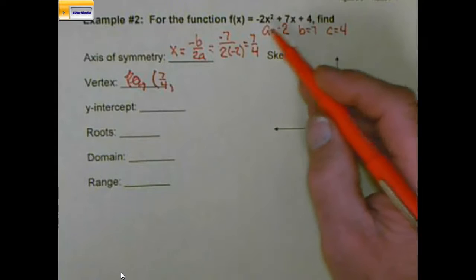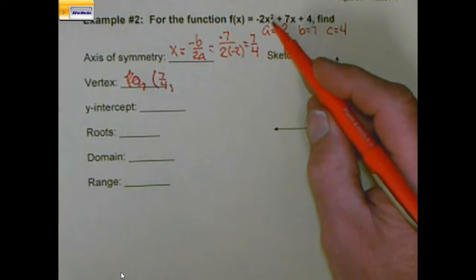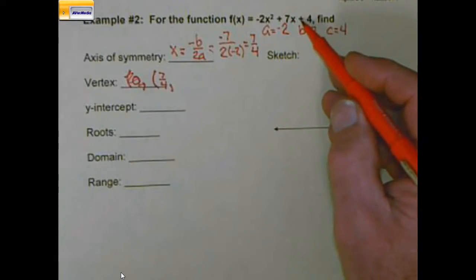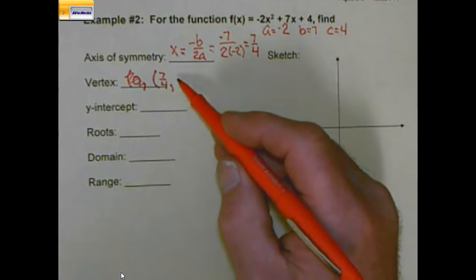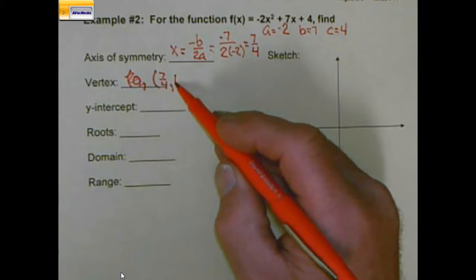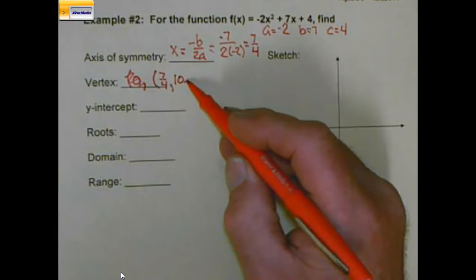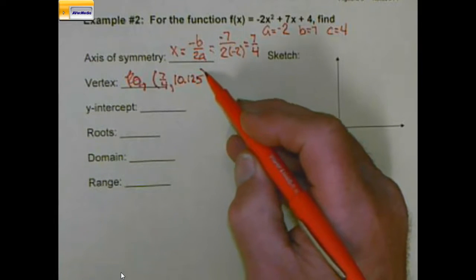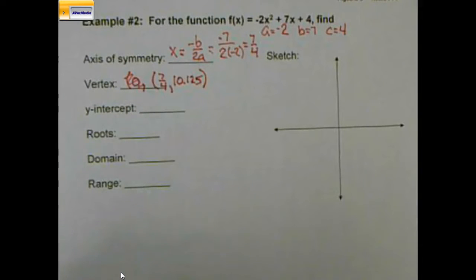If we do, we get negative 2 times 7 fourths squared plus 7 times 7 fourths plus 4. If you do the math, work it out, takes a little bit of time, you get that your answer is 10.125, or 10 and an eighth if we left it as a fraction.